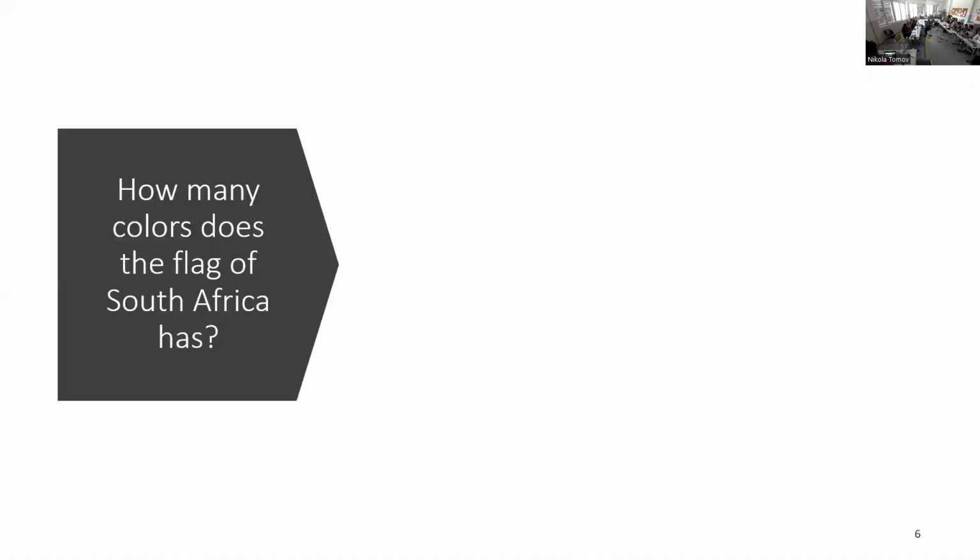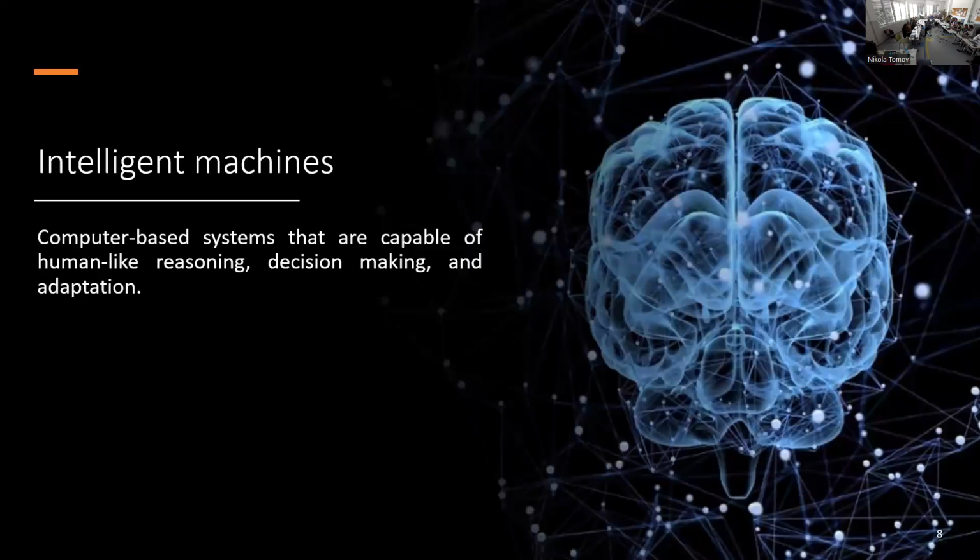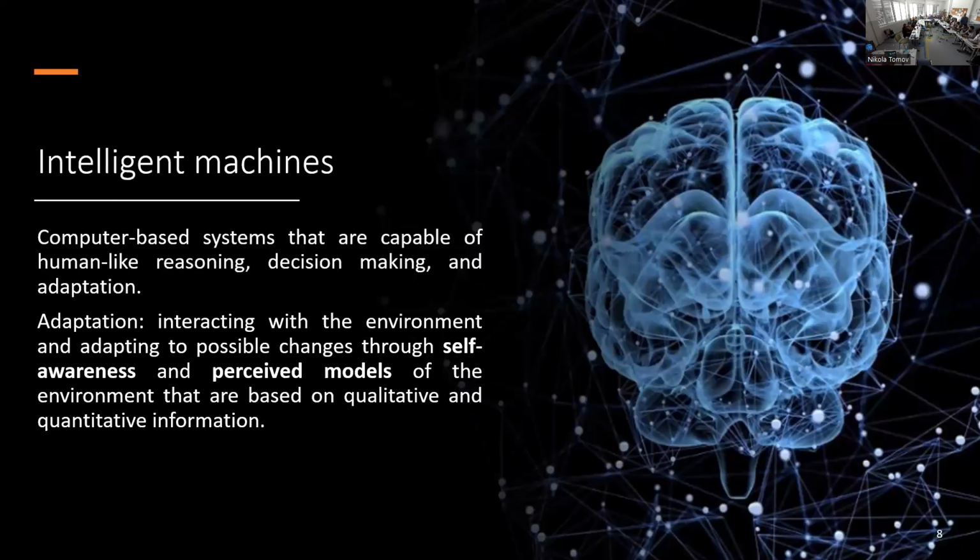In any case, we can move forward and say that when we talk about intelligent machines, we can talk about computer-based systems that are capable of human-like reasoning, decision-making and adaptation. When we talk about adaptation, we mean interacting with the environment. What we did just now, you were adaptive. I asked you questions, and those of you who were not sleeping after lunch answered. This was adaptation, and it's possible to change using qualitative and quantitative data.